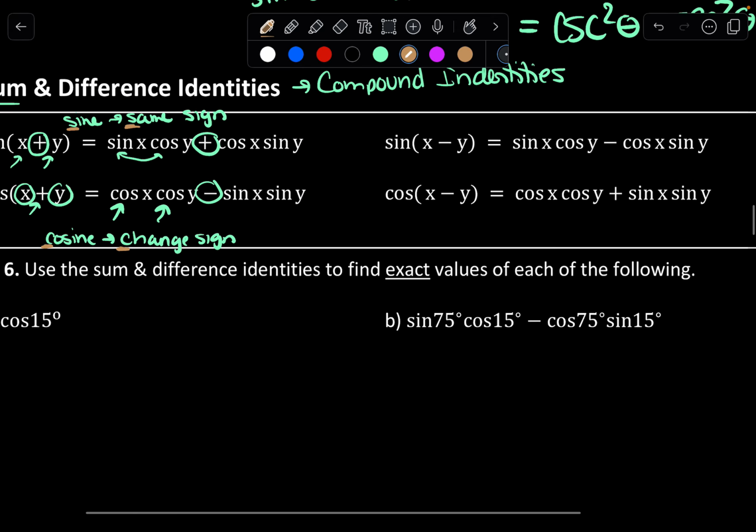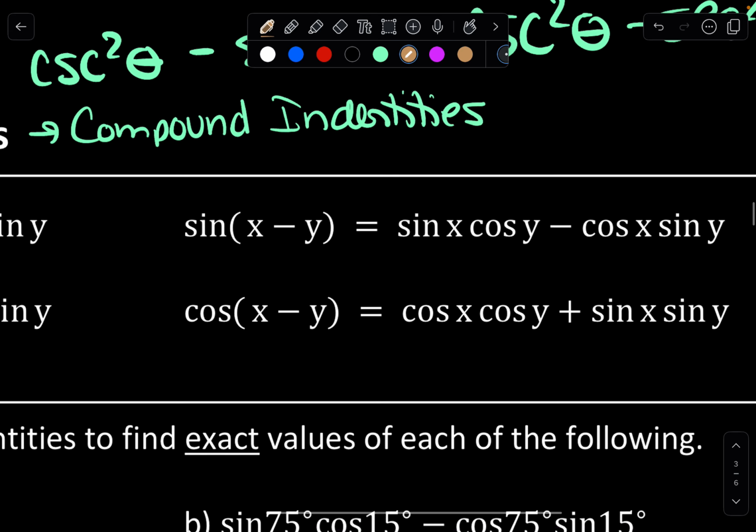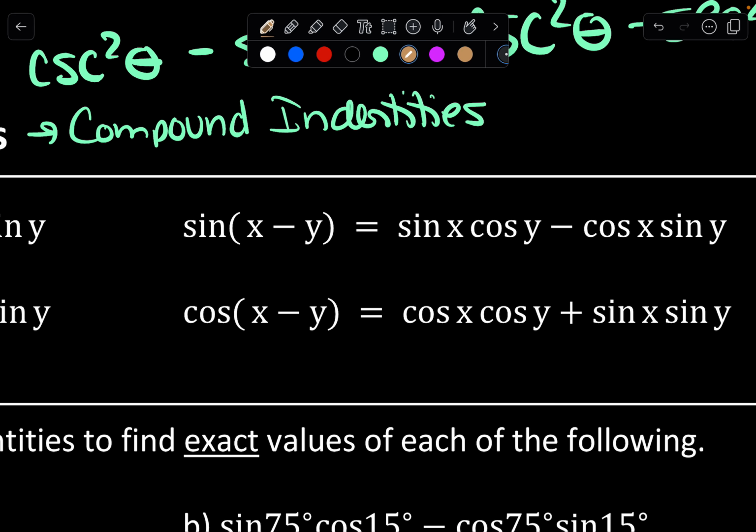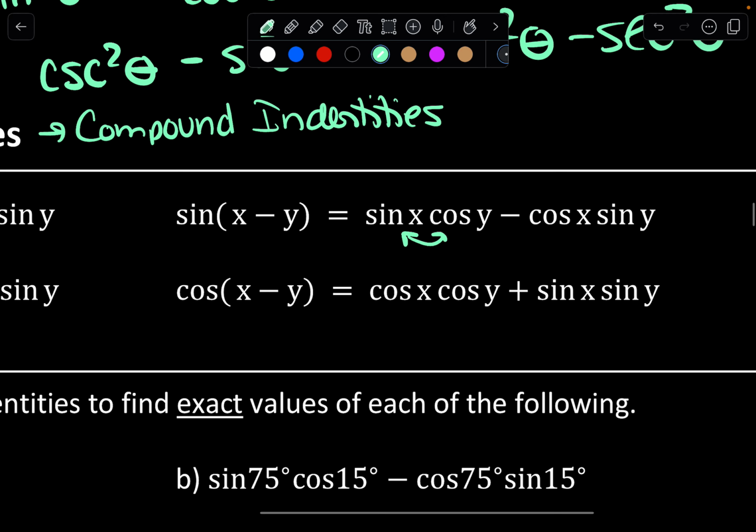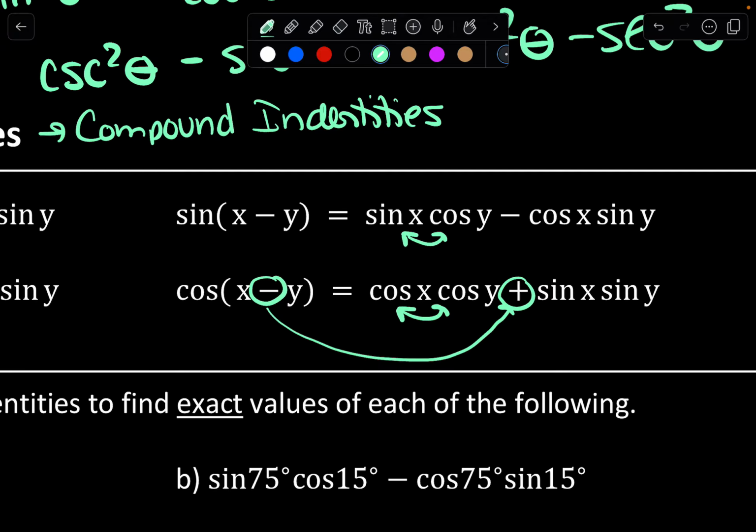And then we see the same patterns with the two difference identities. For the difference identity for sine, they will not be paired with themselves. So we have sine times cosine minus cosine times sine, all right? And then the angles will switch. And then for cosine, it'll be the same thing. Each trig expression will be paired with itself, but again, the sign in between the two terms will change.